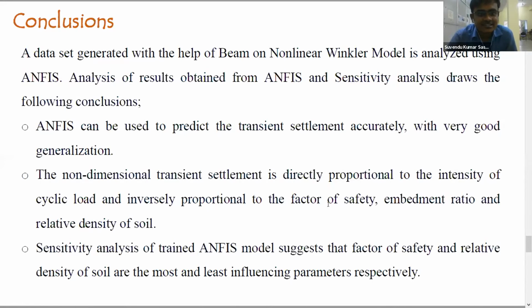So in this study, a dataset was generated using the beam on nonlinear Winkler foundation model, and first the beam on nonlinear Winkler foundation model was validated against the Mohr-Coulomb model. After that, transient settlement analysis was done. It is found that ANFIS can be used to successfully predict the transient settlement. The non-dimensional transient settlement is directly proportional to the intensity of the cyclic load and inversely proportional to the factor of safety, embedment factor, and the relative density of soil. Sensitivity analysis of the trained ANFIS model suggests that factor of safety is the most influencing parameter and the relative density is the least influencing parameter.